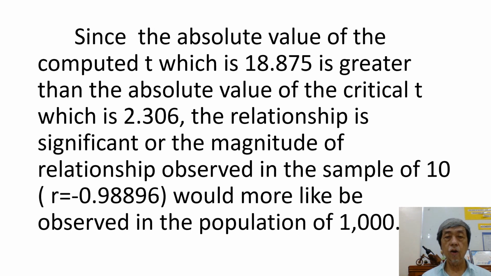Since the absolute value of the computed t, which is 18.875, is greater than the absolute value of the critical t, which is 2.306, the relationship is significant, or the magnitude of relationship observed in the sample of 10, which is negative 0.98896, would more likely be observed in the population of 1,000.